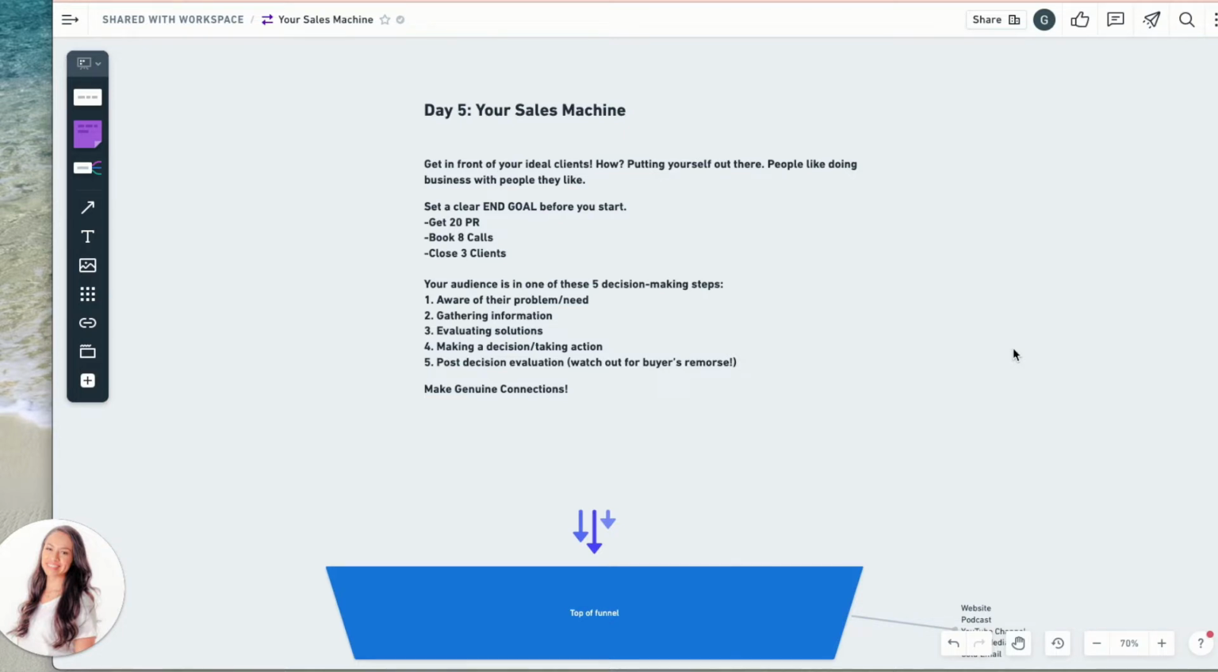And this is going to look different for everyone depending on who you are as a person and the type of industry you're going to be working in and niching down on, your service, your ideal clients.